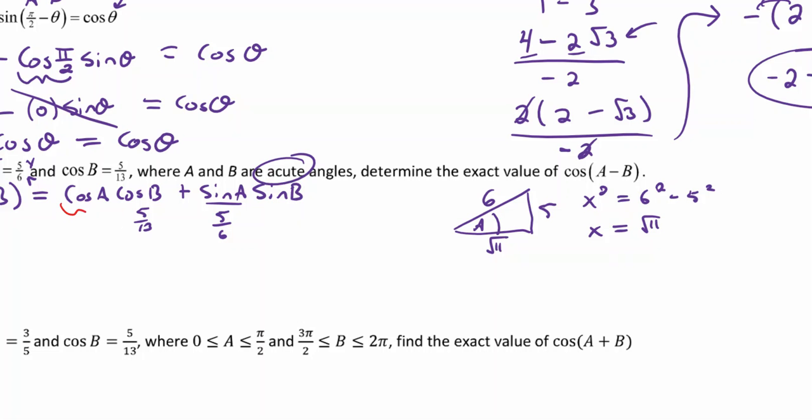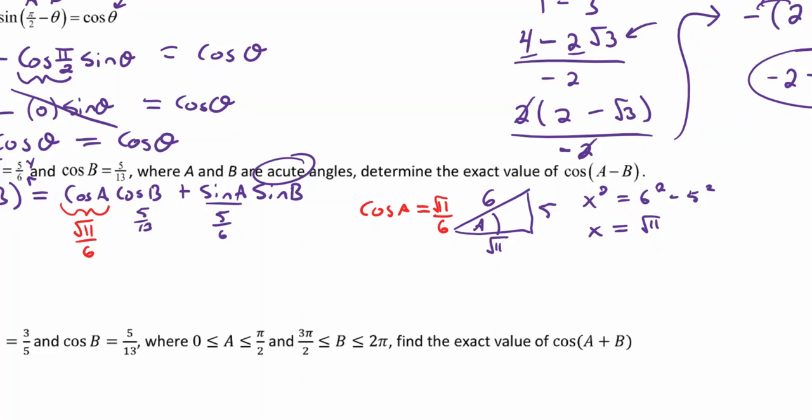So now remember, I was after cosine A, right? Now we have enough information because cos is equal to adjacent over hypotenuse. So cos A is really going to be root 11 over 6. Okay, so good. So this here, we now know is square root 11 over 6. Now we just have sine B to figure out.